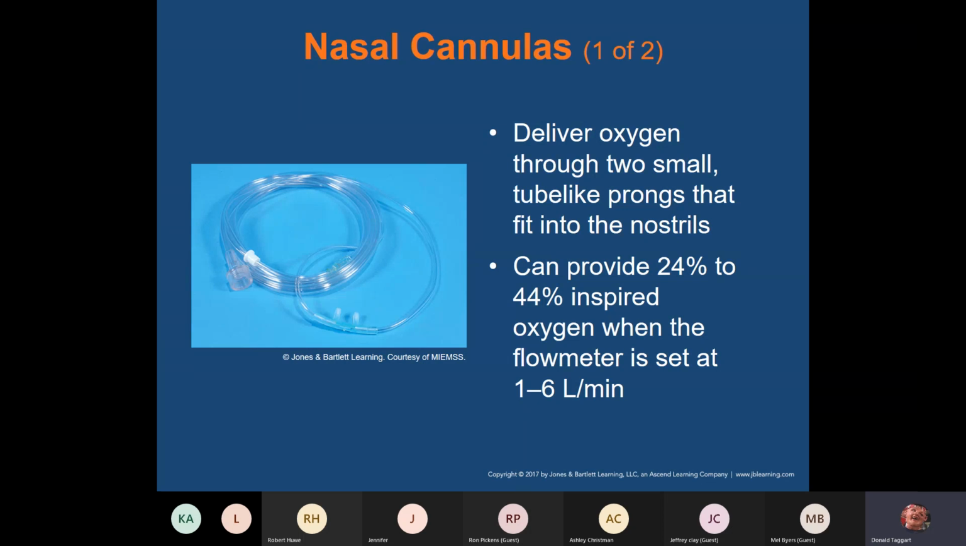To place these properly, the two prongs go in their nose, okay, around their ears, and it cinches up under their chin, around their neck. It does not go like you see in movies all the way around their head. Okay, it goes around their ears and back down in front of them.